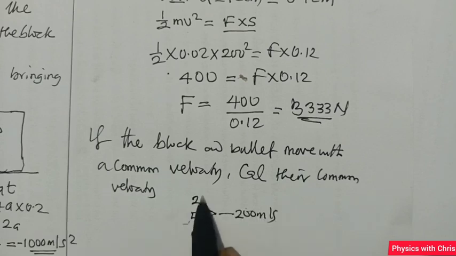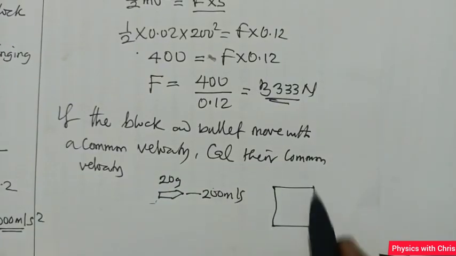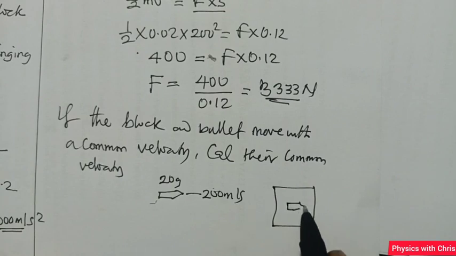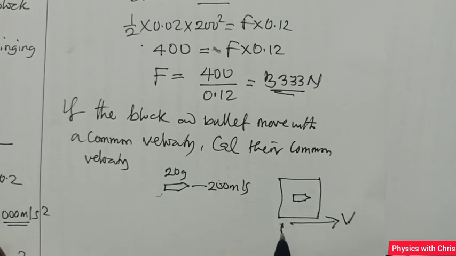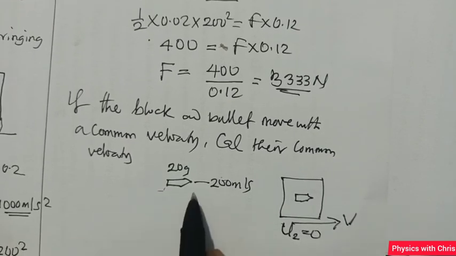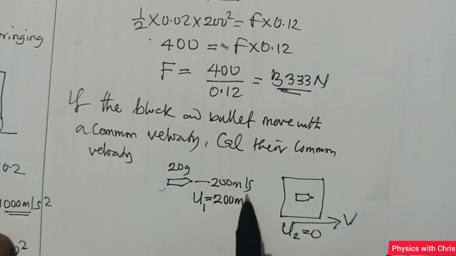Of course, the mass of the bullet is 20 grams, and then when it strikes the block, both of them move together in this direction with a common speed v. Of course, you can see here that the bullet is embedded. It didn't penetrate or pass through the block completely. It became buried in the block, and both of them start moving together in one direction with a common speed. Since the block was at rest, its initial velocity, let me call that u2, is 0. The initial velocity of the bullet, let me call that u1, is 200 meters per second.